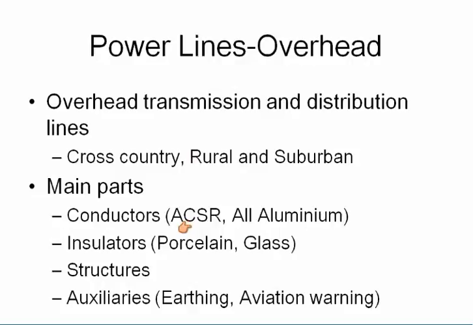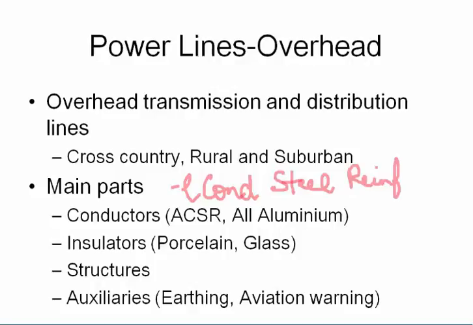Conductors, we use conductors, ACSR. ACSR stands for aluminium conductor, steel reinforced. Alright? So it has aluminium strands, center strand is steel for strength. You can also use all aluminium conductors which are not as strong, but in terms of corrosion performance these are better. In terms of stringing tensions, longer spans, these are better.